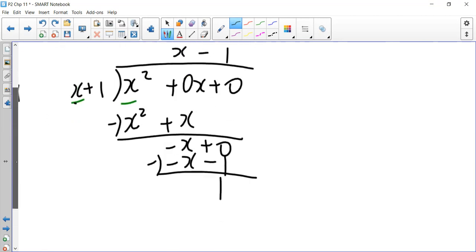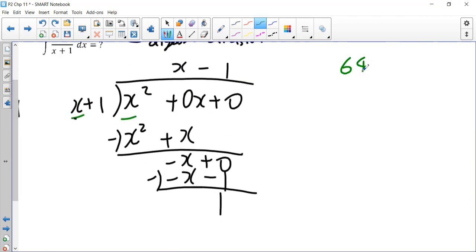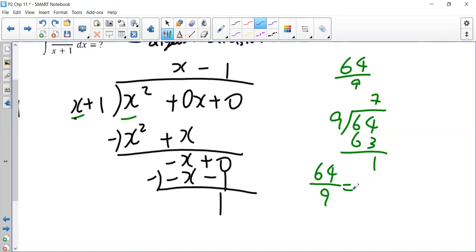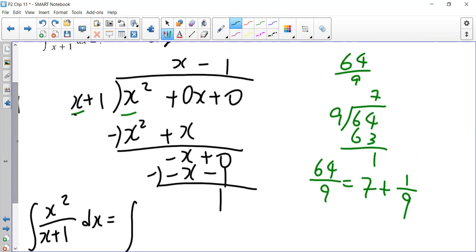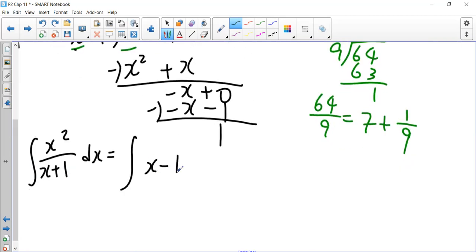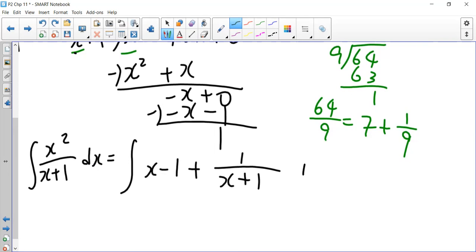So how do we write that? Well, hopefully you remember that if I want to do 64 divided by 9, I can do 9 times 7, which is 63, remainder 1. That means 64 divided by 9 can be rewritten as 7 plus 1/9. So we're going to do that. The integral of x squared over x plus 1 dx can be rewritten as what's on the top, x minus 1, plus the remainder over the divisor, x plus 1 dx. That's just like what we did with numbers.